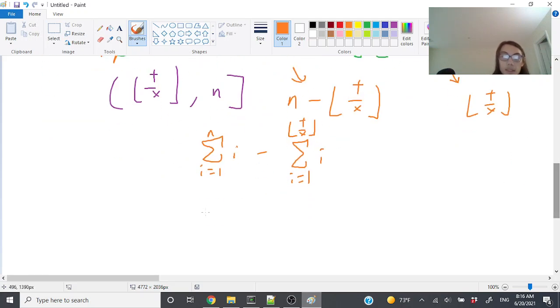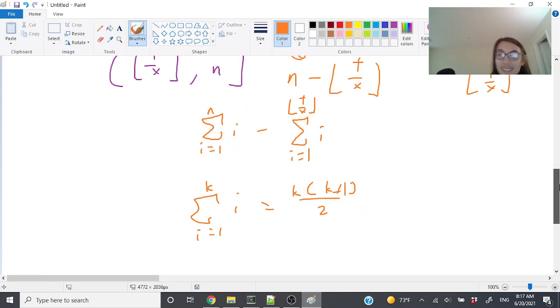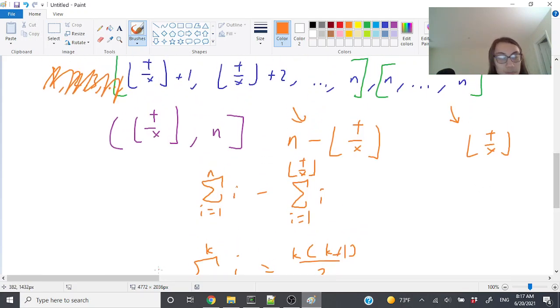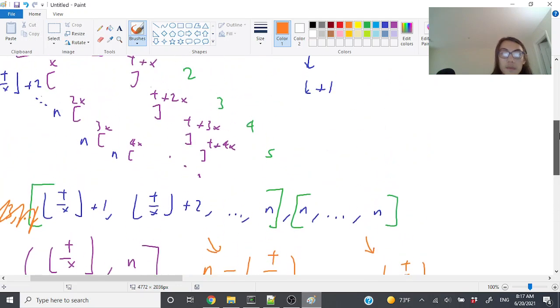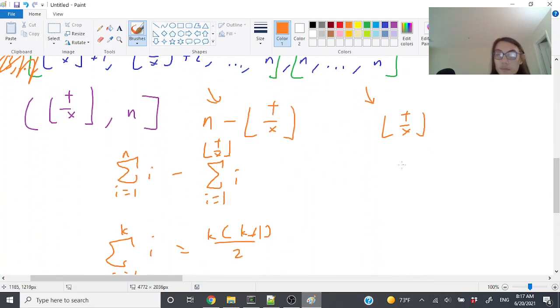And this is nice because the sum from i equals 1 to k of i is equal to k times (k plus 1) over 2. I will not verify this formula because it's very common. You can probably search it somewhere. Sorry, I'm too tired to go over details. But anyway, so this is one part. And then this is the other part. It's simply n times floor(t/x).